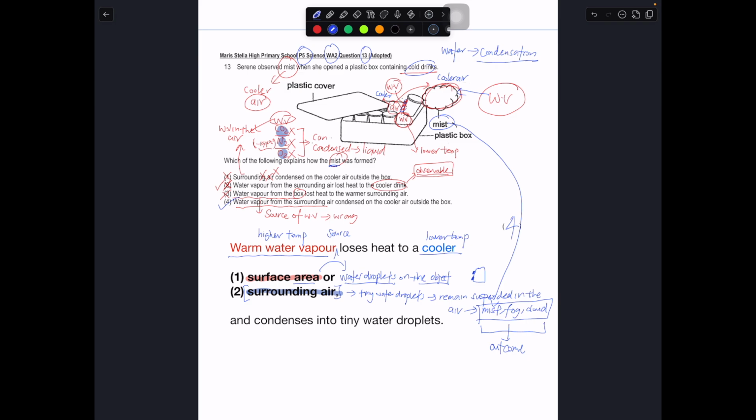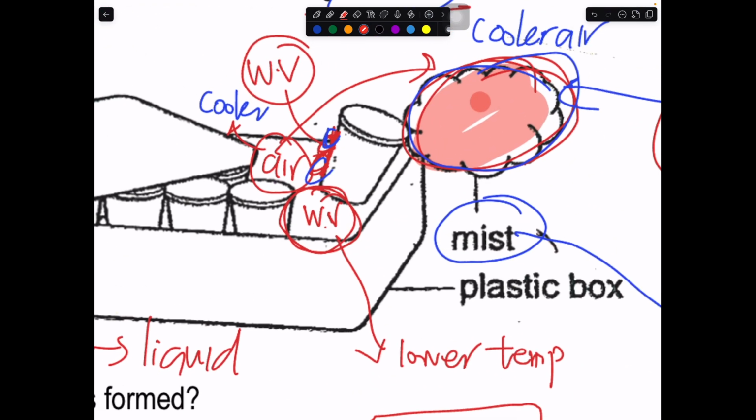If the question asks you to explain how the water droplets on the can are formed, then 2 is correct. But the question asks how the mist, which is this part over here, is formed. So 4 must be correct. It's the cooler air that the warm water vapor loses heat to, not the cooler surface of the drink, which is this part over here, not here.